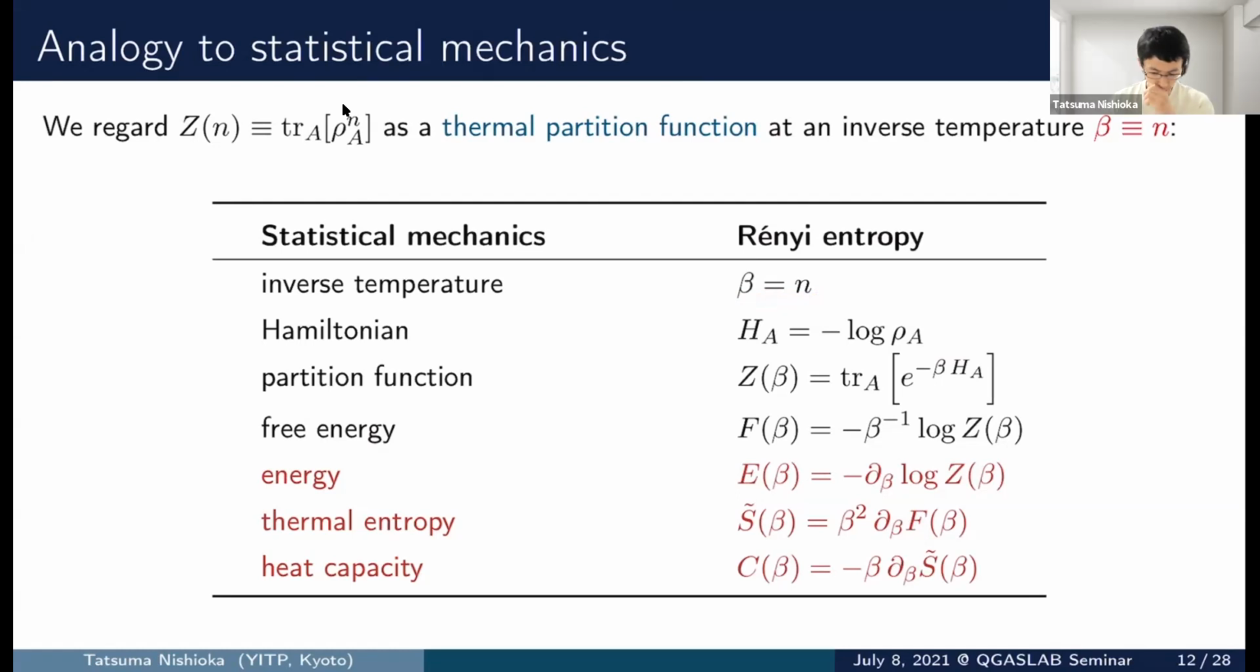So this is a formal analogy. We want to regard this partition function as a kind of analogous thermal partition function with some fictitious Hamiltonian, and we just define the thermodynamic quantities with respect to this beta and this Hamiltonian. So this is free energy, this is energy, and this is the thermal entropy. I put a tilde because this S tilde, naively you expect would correspond to the Rényi entropy which I introduced in the last slides. But this is actually not equal to Sn, though they are related to each other. And you can define the heat capacity in a canonical way.